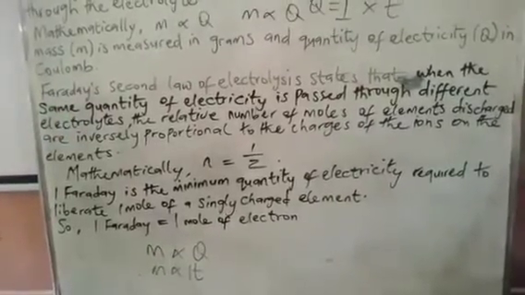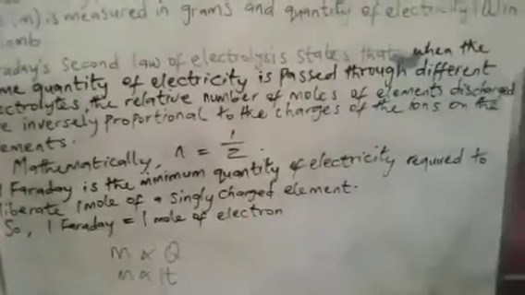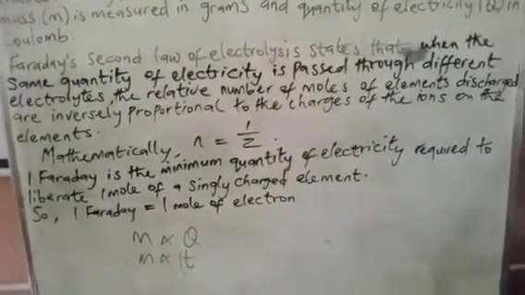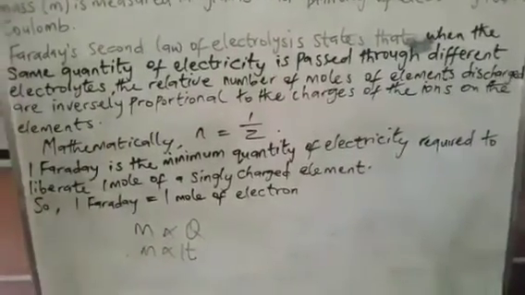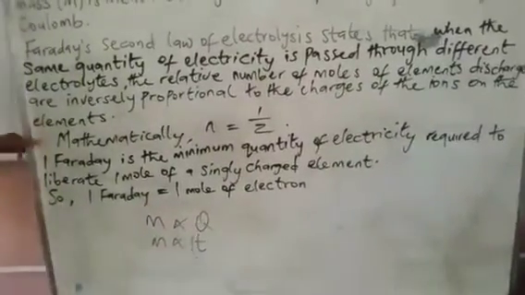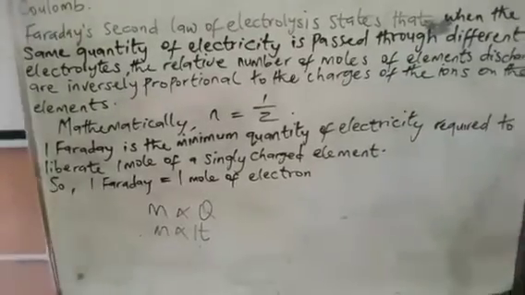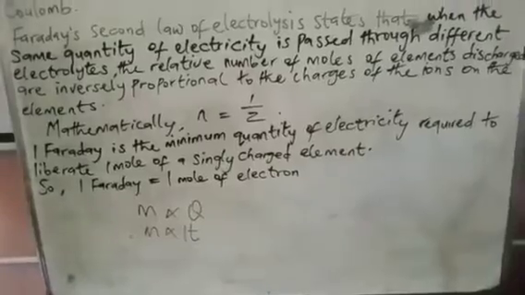The second law of electrolysis states that when the same quantity of electricity is passed through different electrolytes, the relative number of moles of an element discharged are inversely proportional to the charges of the ions on the element. Now, Faraday actually had a setup of two different electrolytic cells, making use of copper and silver.